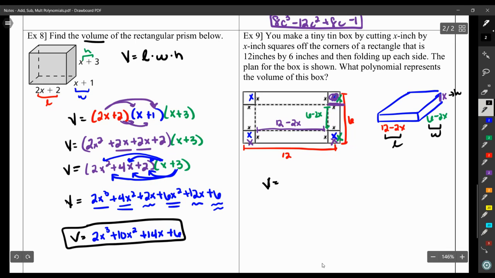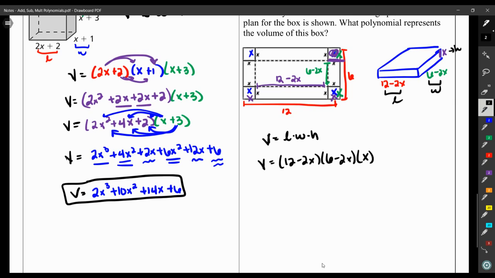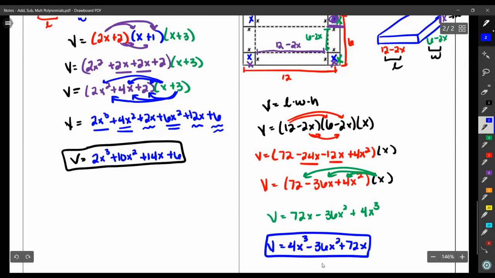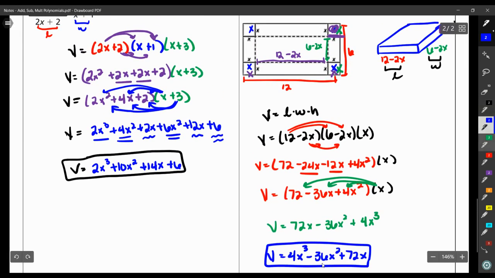For the volume of the box, again, length times width times height, you're going to set up the length, which is 12 minus 2x, times the width, 6 minus 2x, times the height of x. And then everything gets multiplied together. So take a minute, pause the video, multiply this out, and see what the volume of this box is. And here is the volume of the box.